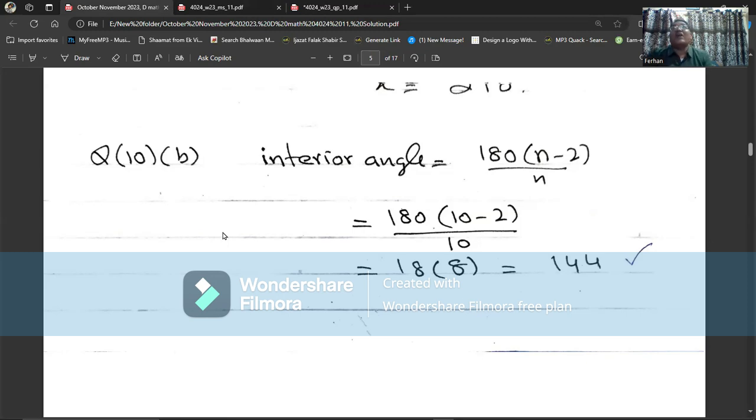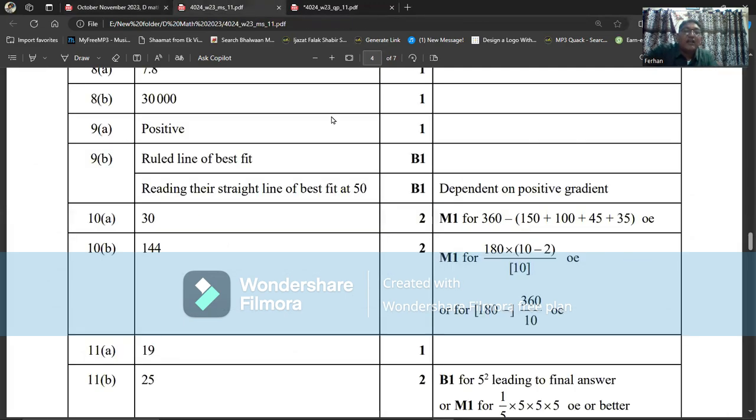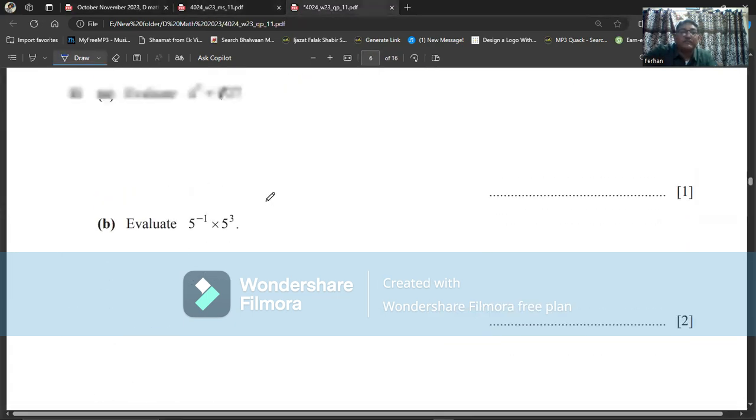So in place of n, I will put 10. Here, n means the number of sides of the polygon. So we will have 180 times (n minus 2) divided by 10. When you do this calculation, you will get 144. So the interior angle of a regular decagon is 144. So our answer is right. We are going to the next question.